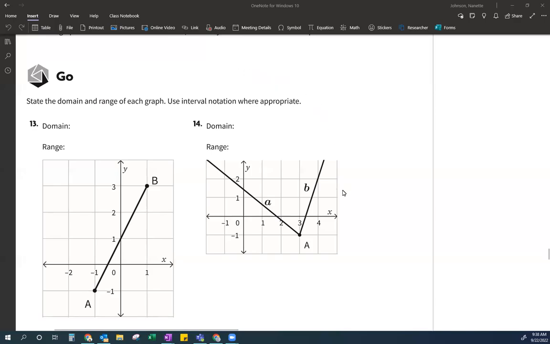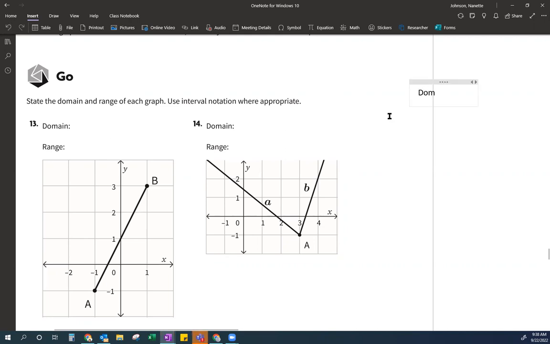Okay, so for this problem here, this is 1.5 for Integrated 2. What we're doing is trying to find the domain and the range of this function that they gave us, right? And it says use interval notation where appropriate. So the domain, I want you to think about, and I'll write notes over here for you.